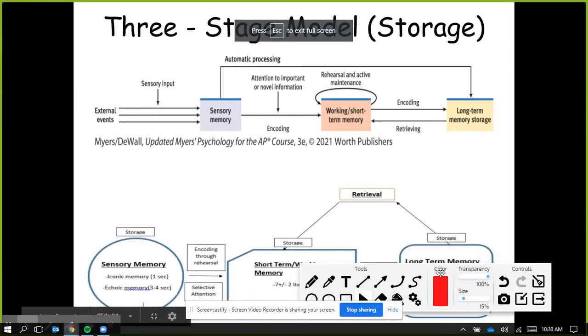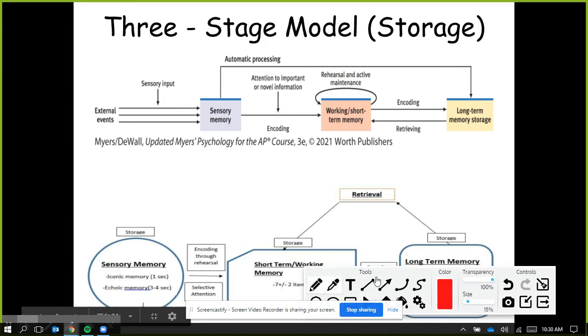So last class we talked about the process of encoding. We started with the information processing model and the process of getting information into memory.